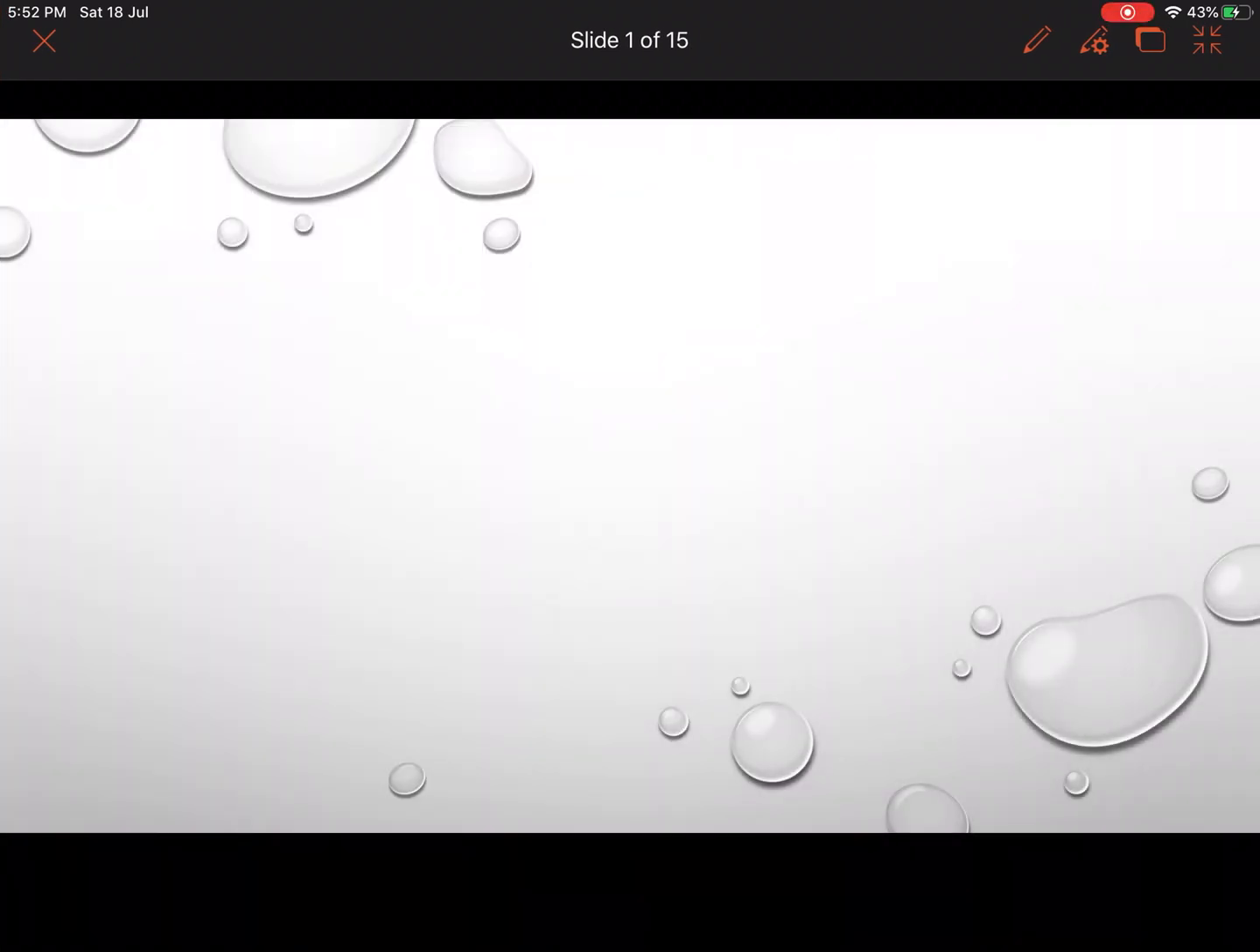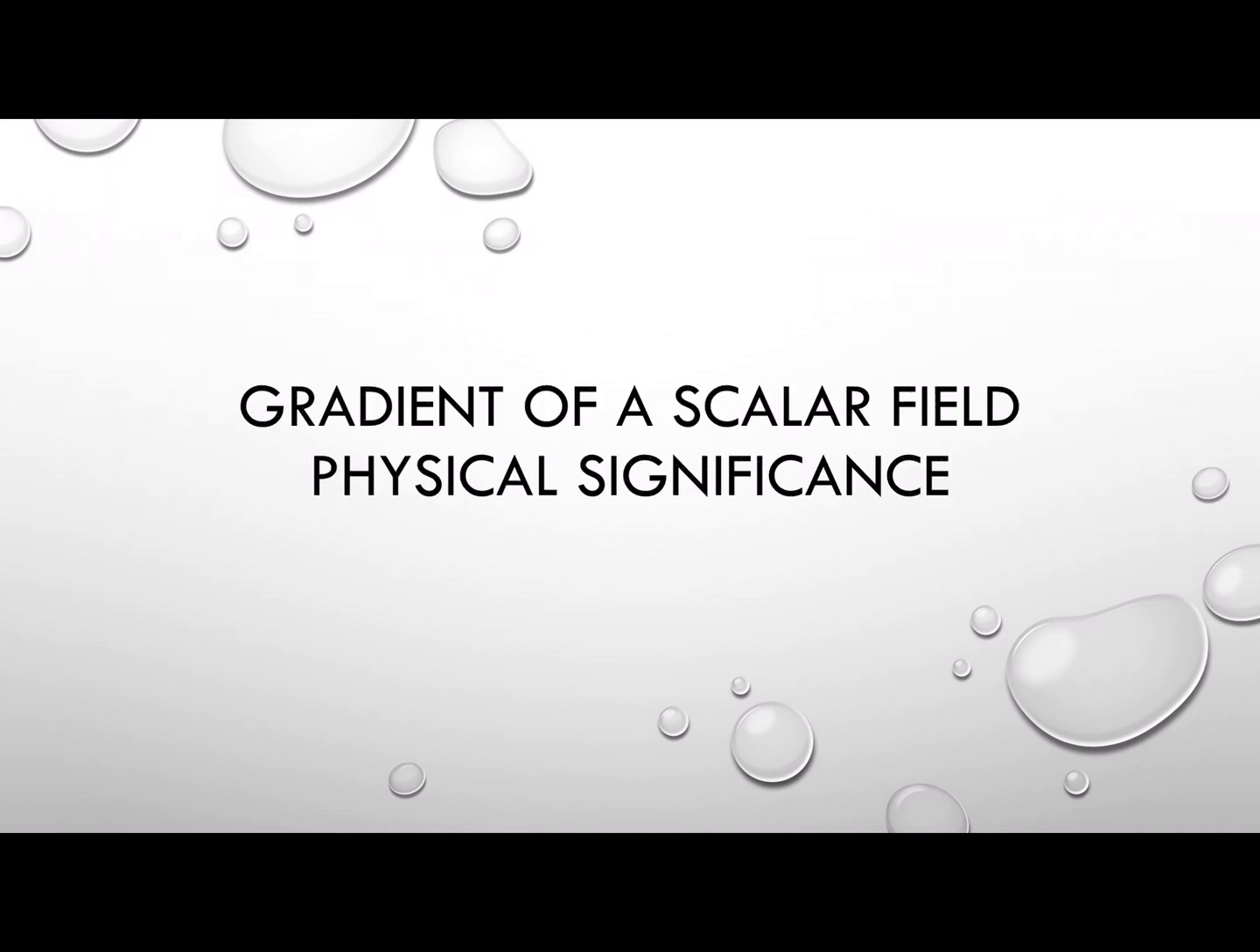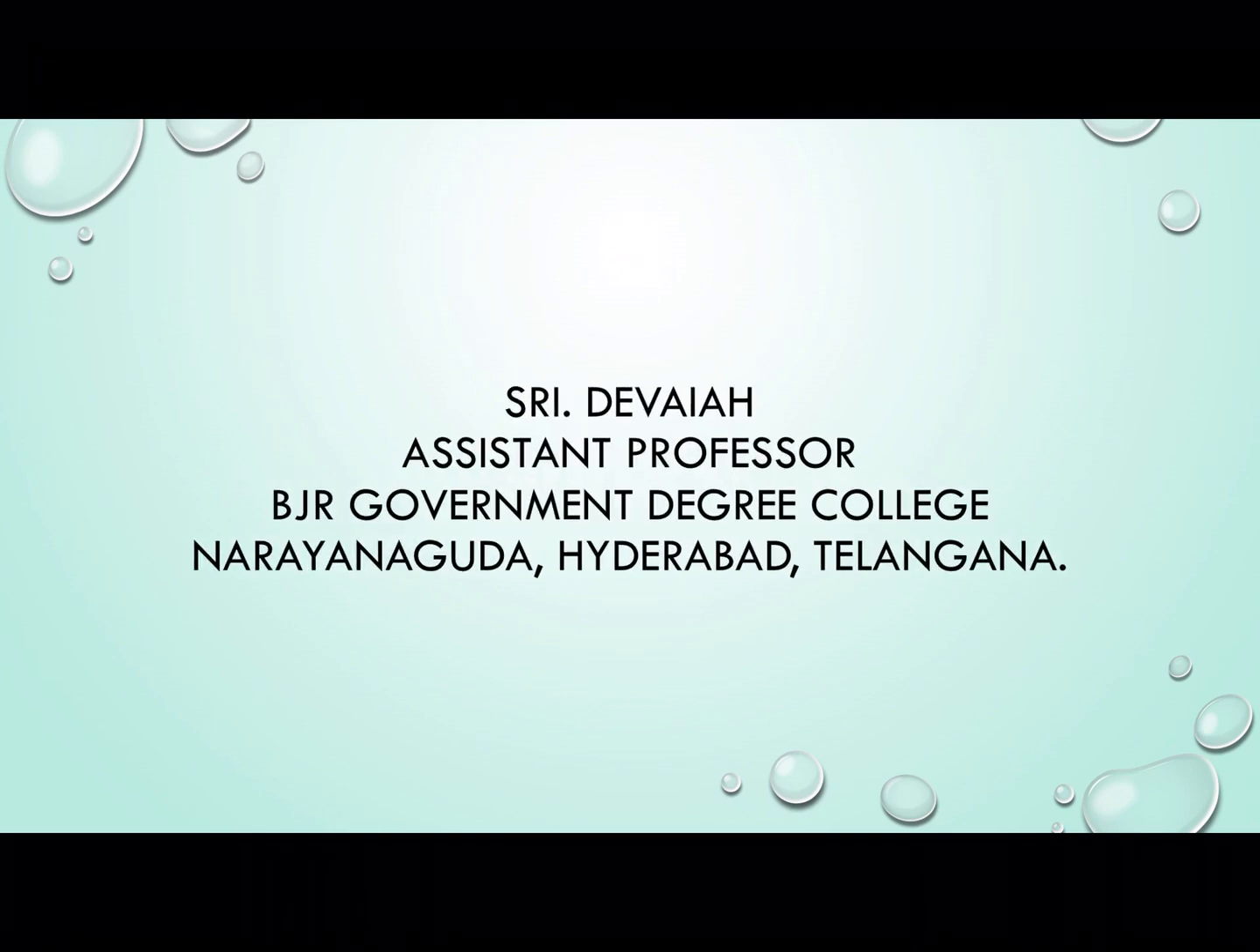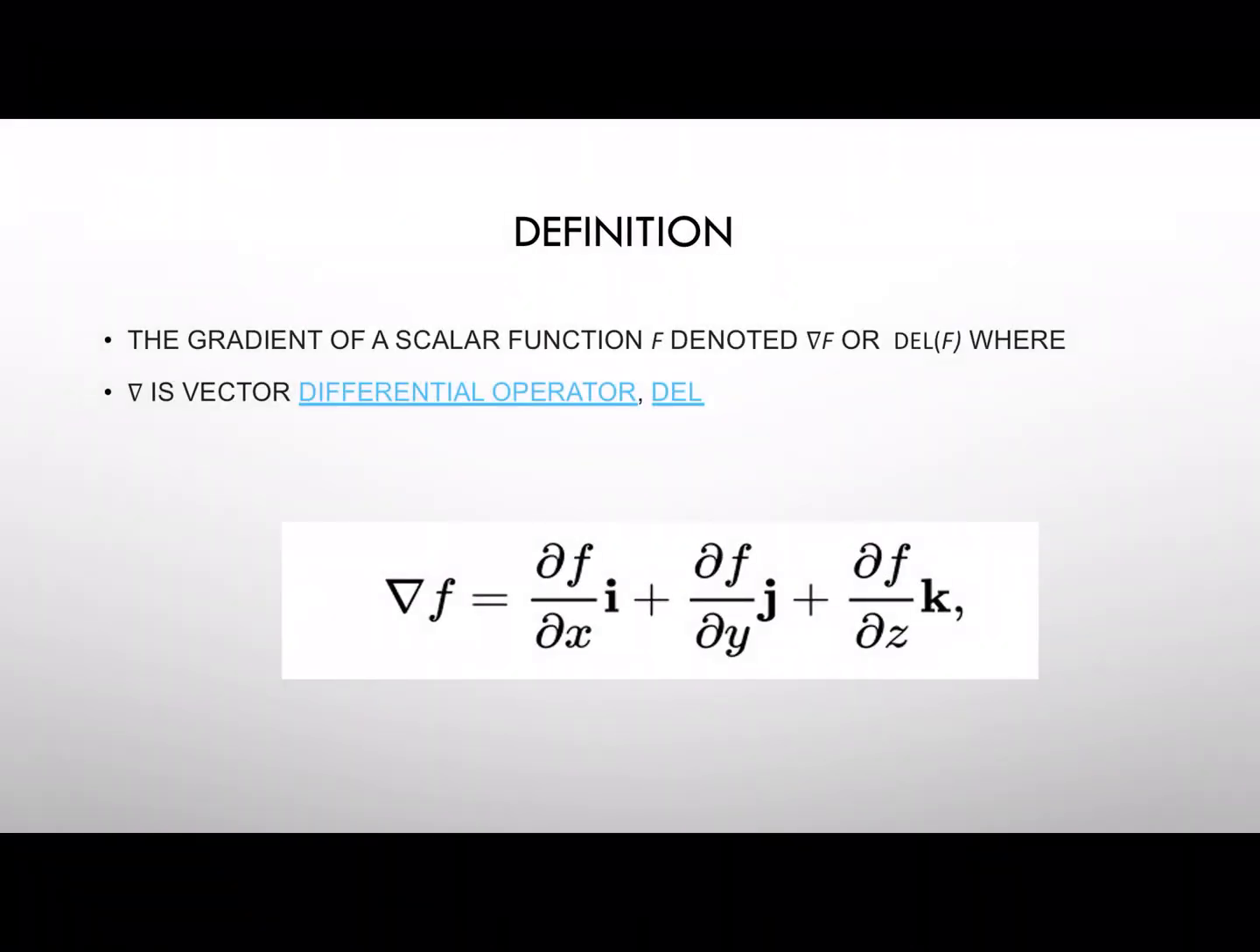Good morning, friends. Today we are going to discuss gradient of scalar field and its physical significance. The definition of gradient of any scalar field is defined like this. Gradient of scalar function f is denoted as del f. We simply call it del f, where del is a vector differential operator.